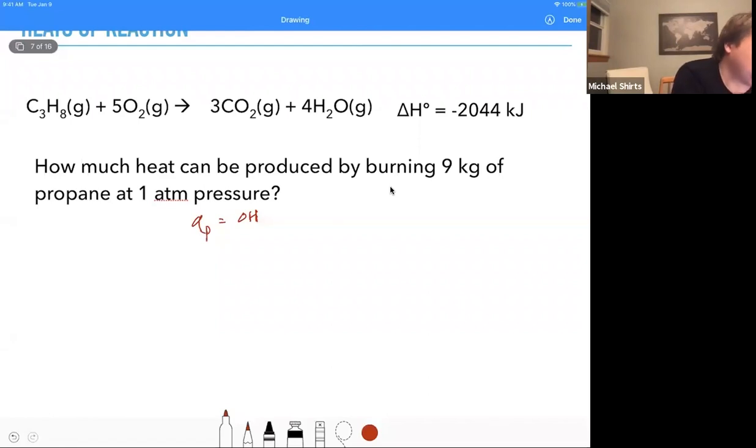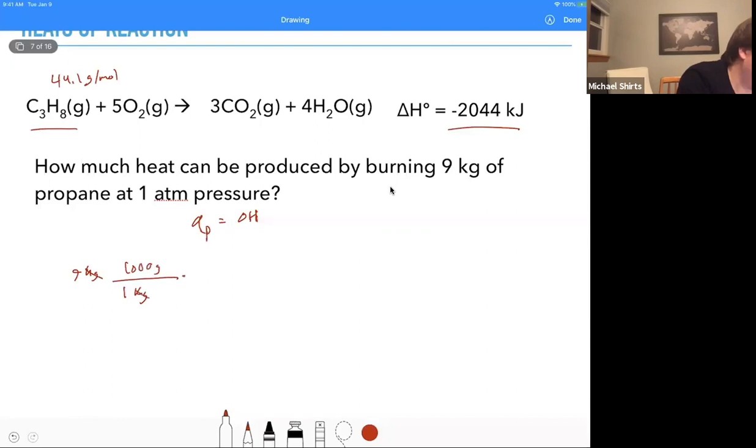So this is the standard state heat of reaction at 25 degrees C. We're going to estimate that we actually are grilling at 25 degrees C. That's a good temperature to grill at, I suppose. And for 1 mole of propane, so it's for the reaction as written, this is the heat you get. So we have more than 1 mole of propane. The molar mass of propane is 44.1 grams per mole. And so 9 kilograms, 1,000 grams per 1 kilogram.